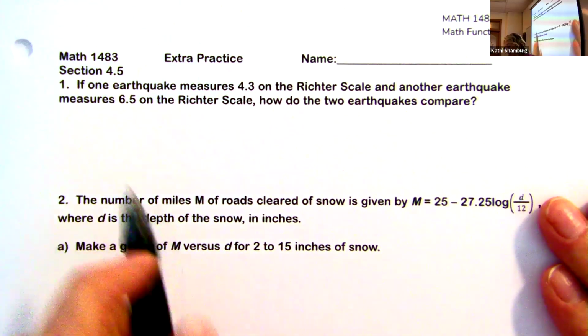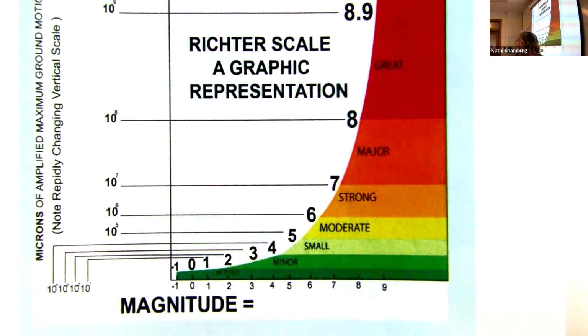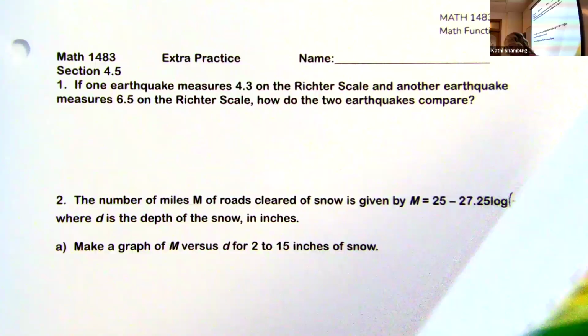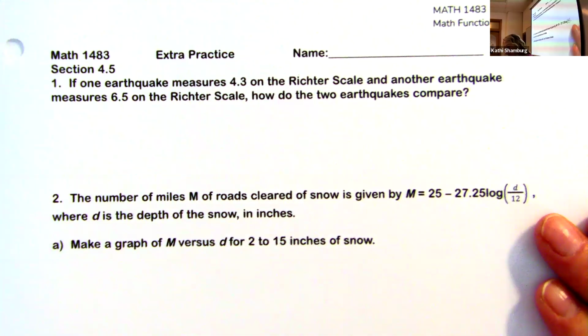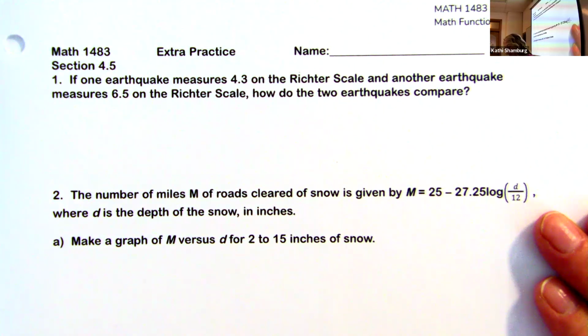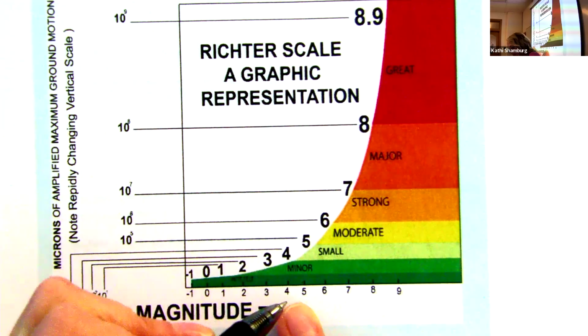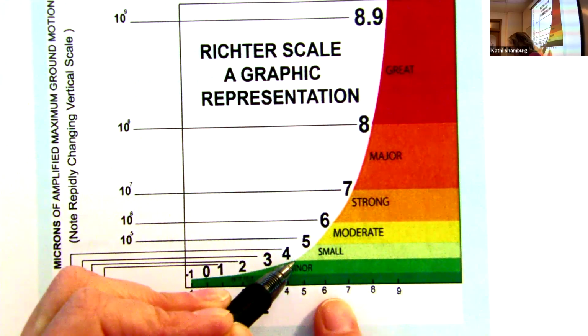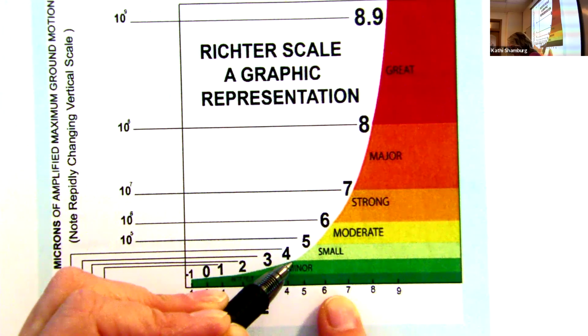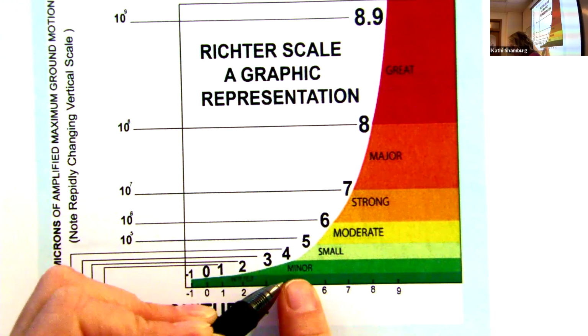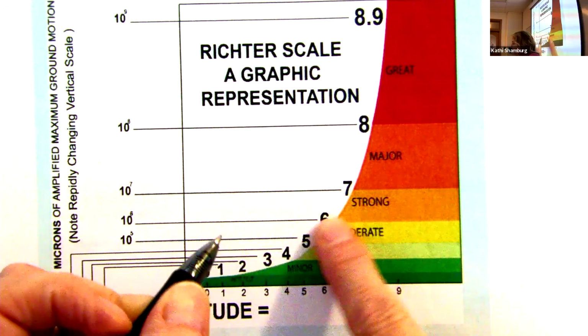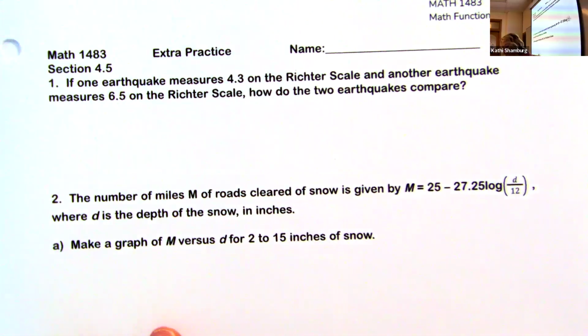Okay. All right. So here we go back to our earthquakes. Our earthquakes go back to this Richter scale, which we know is base 10, right? If one earthquake measures 4.3 on the Richter scale and another measures 6.5 on the Richter scale, how do the two earthquakes compare? So we've got 4.3, which would be somewhere around here, and 6.5. So now we're getting into moderate. We went from minor to moderate.